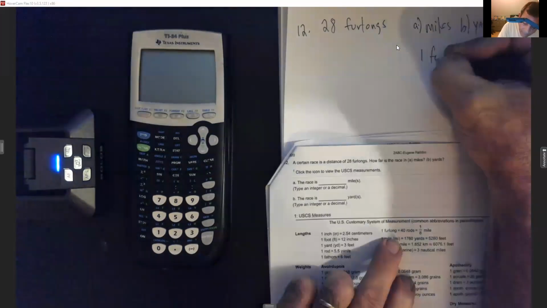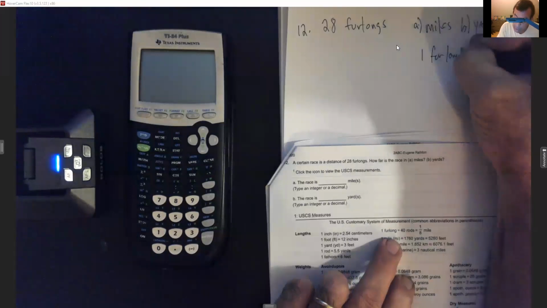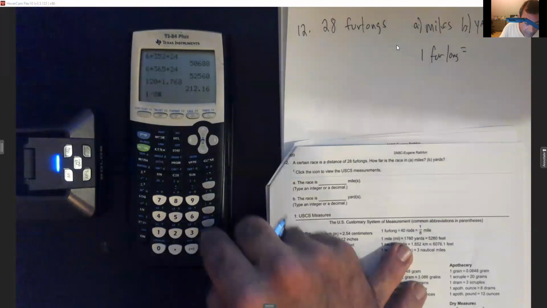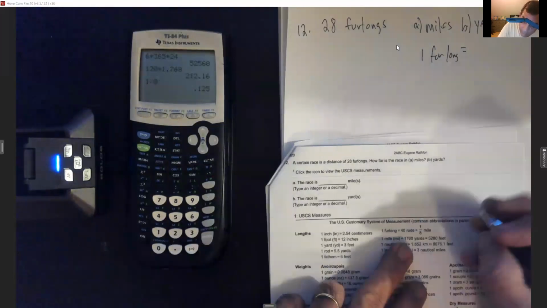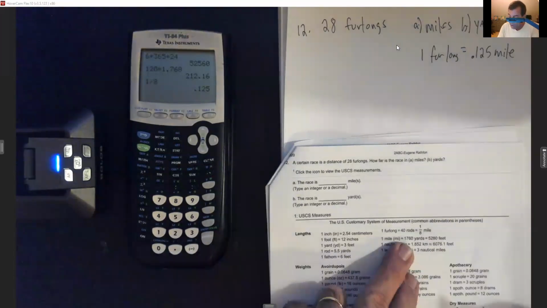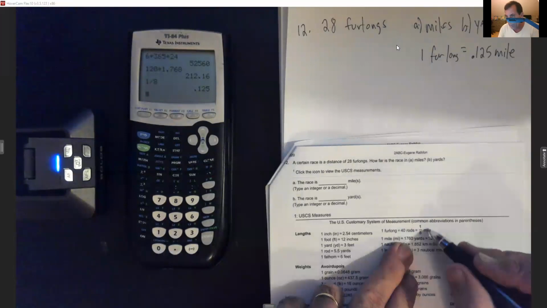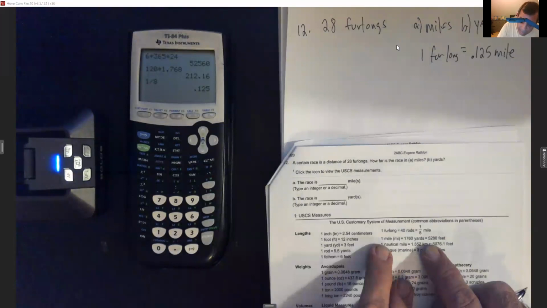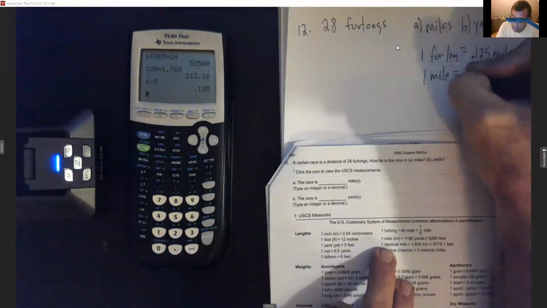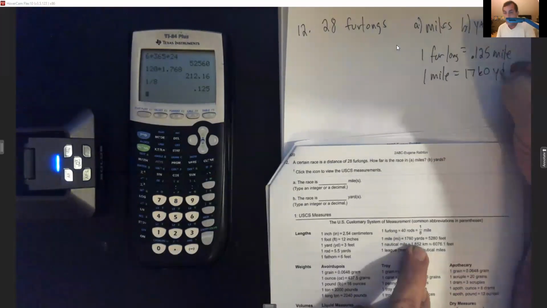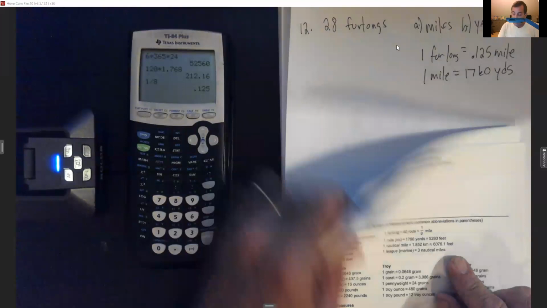So let's see what we got. 1 furlong equals 1/8 of a mile. And if you want that as a decimal, 1 divided by 8, that's going to give you 0.125 of a mile. That's 1/8 of a mile. Or you can leave it in the fraction form. And then the next conversion I wanted was that 1 mile equaled 1,760 yards. Okay, that's all I needed on this, right?